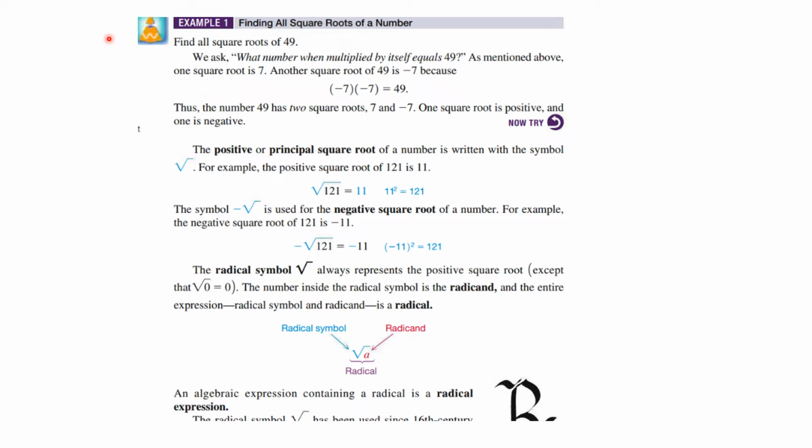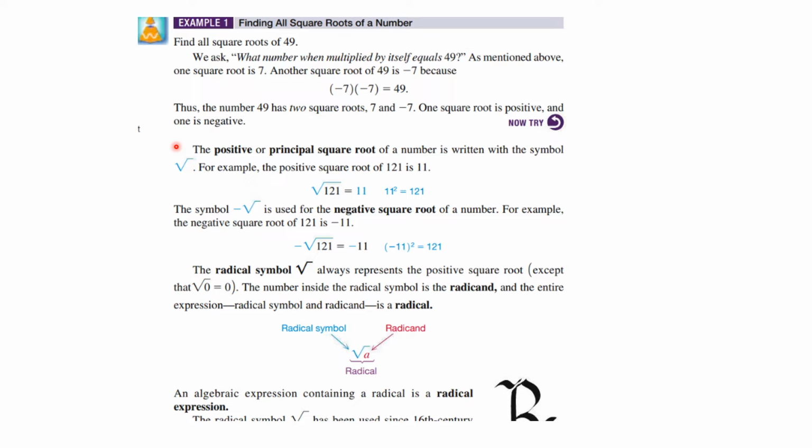Let's start with an example, just reminding ourselves about square roots. If I ask you to find all square roots of 49, I'm asking you what number, when multiplied by itself, is 49. One square root of 49 is 7, but another square root of 49 is minus 7, because minus 7 times minus 7 is also equal to 49. Thus, the number 49 has two square roots, 7 and minus 7. One square root is positive and one is negative.